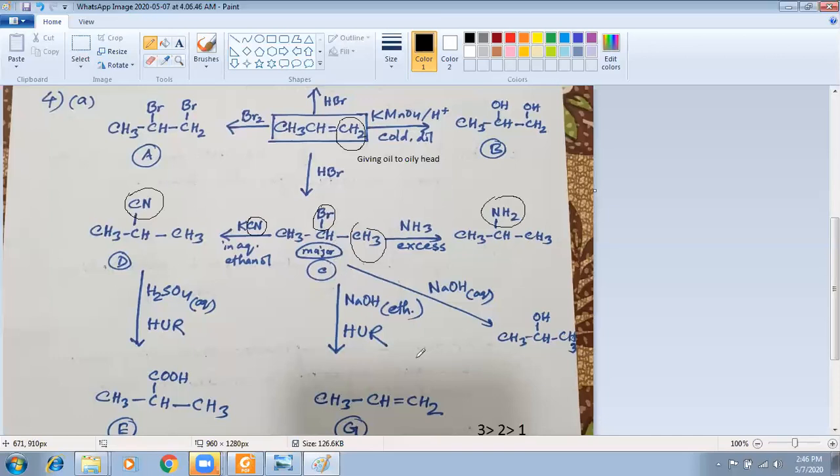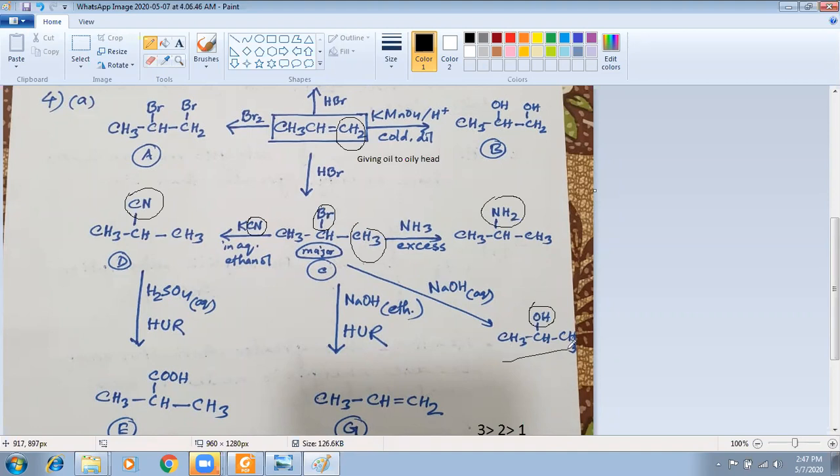Then sodium hydroxide, heat under reflux. Now this condition is very, very important. When we use ethanolic sodium hydroxide, we get an elimination reaction, and when we use aqueous sodium hydroxide, we get a nucleophilic substitution reaction. I told you earlier that conditions are very, very important in organic chemistry. So with aqueous sodium hydroxide, the hydroxide ion, the nucleophile, will replace the bromide ion. I mean, bromine will be replaced by hydroxide simply.